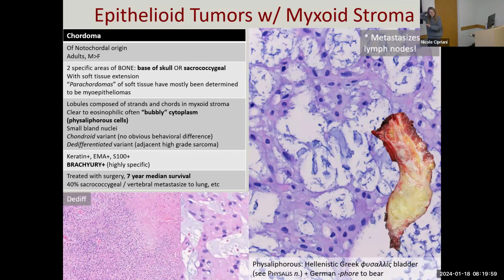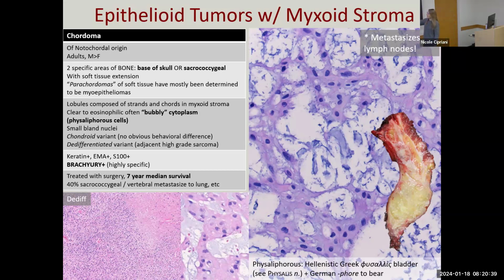Chordomas only arise in two locations at the lines of closure of the notochord, right? Because these are notochordal derived cells. So basically the base of skull, or sacrococcygeal kind of region. They often are large and infiltrative, and it can invade the surrounding soft tissues, but essentially they start in the bone where the remnants of the notochord were as these notochordal cell tumors, and then they transform to these essentially malignant chordomas. Even though they may not look malignant, they're all essentially considered bad.